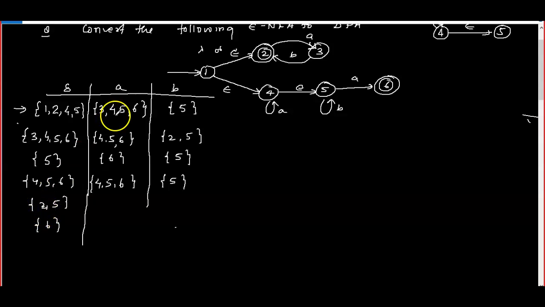Next 2 and 5. 2 to a is 3. And 5 to a is 6. This is the new state. Next 2 to b. 2 to b is nothing. And 5 to b is 5 only. So the new state is 3 and 6.